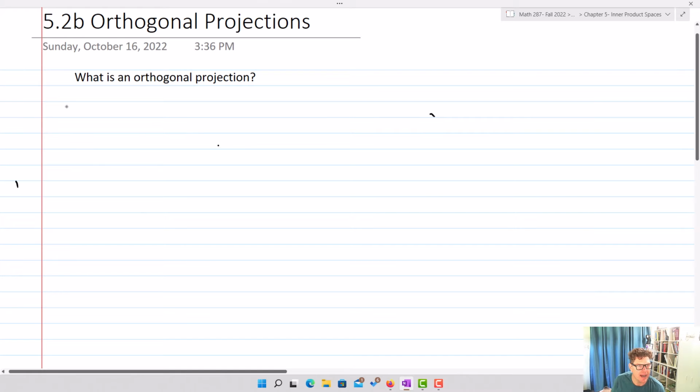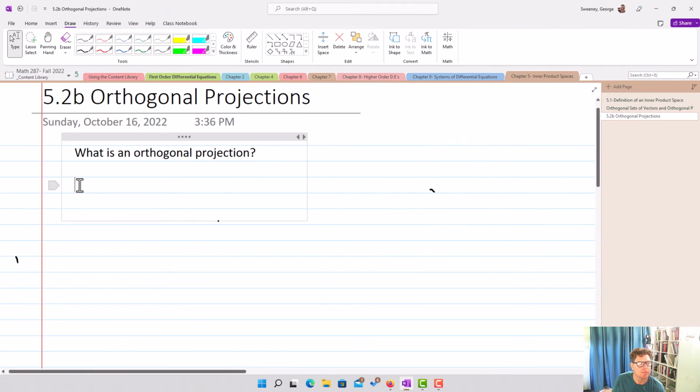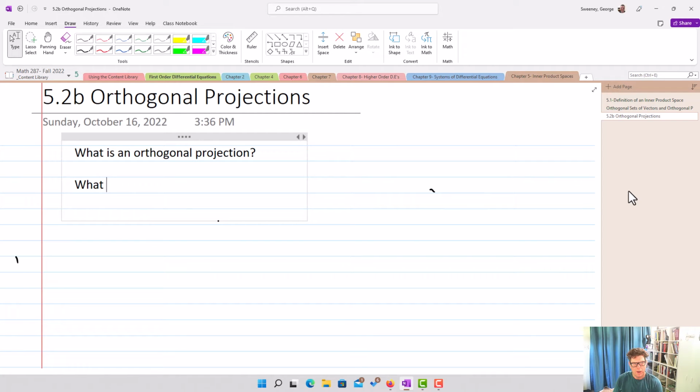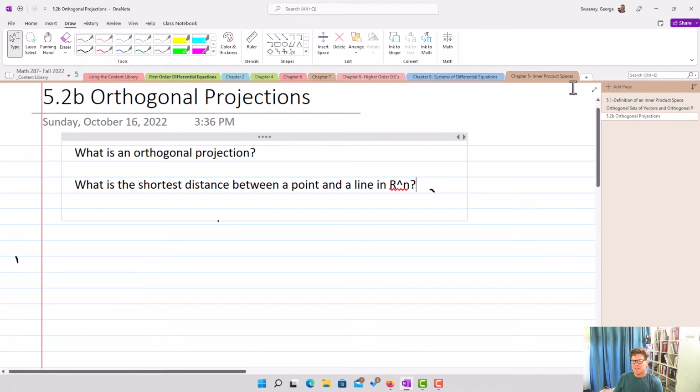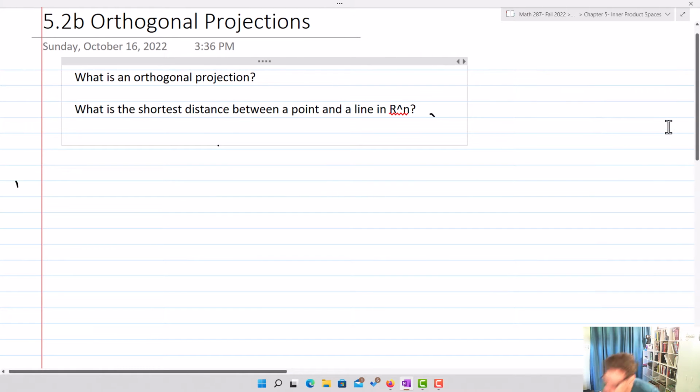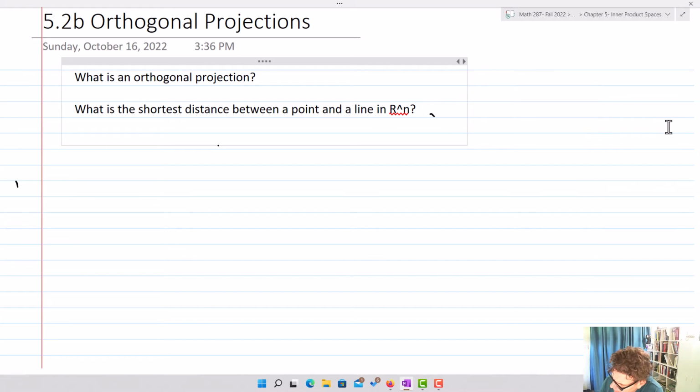Okay? And that is, what is the shortest distance between a point and a line in Rn? So by answering that question, we'll actually get our definition of an orthogonal projection, and this will help us out quite a lot, okay, in terms of answering, like I said, this question.